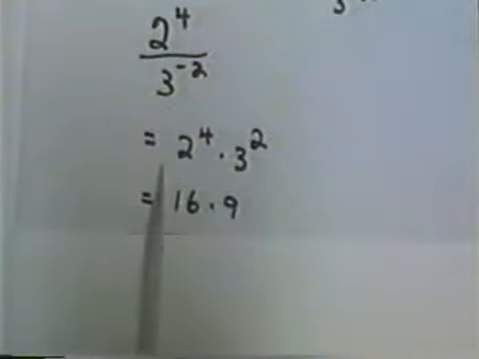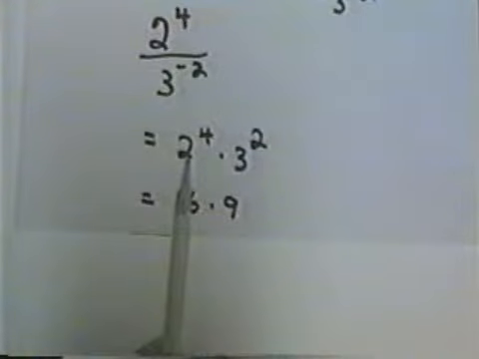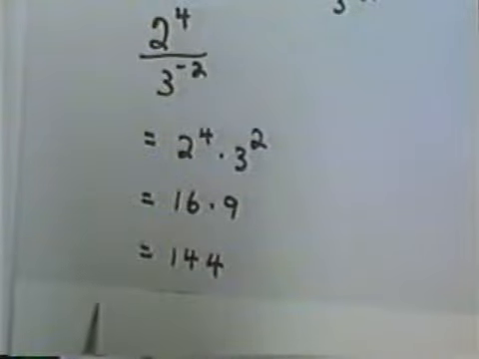Now I'll easily finish it. 2 to the 4th is 16 because it means 2 times 2 times 2 times 2, which is 16. 3 squared is 9. 3 times 3 is 9. Pull out your calculator and multiply 16 times 9 to get 144.